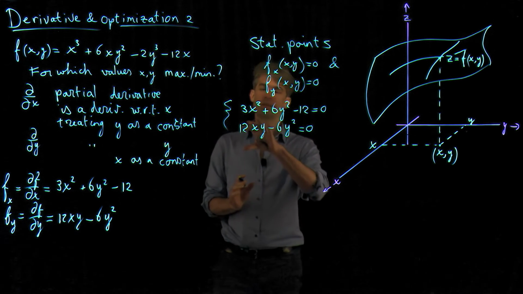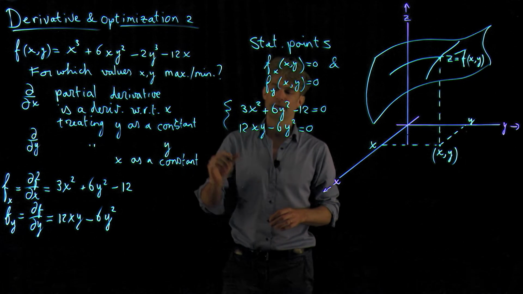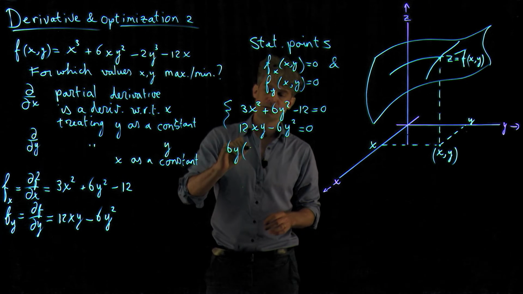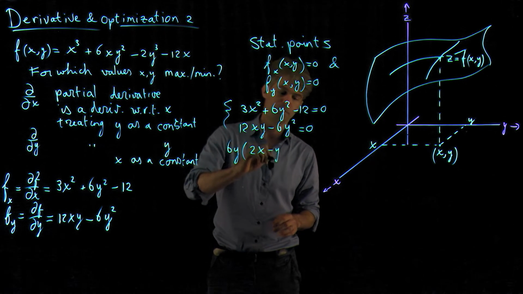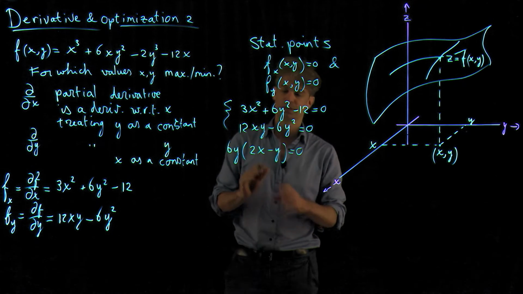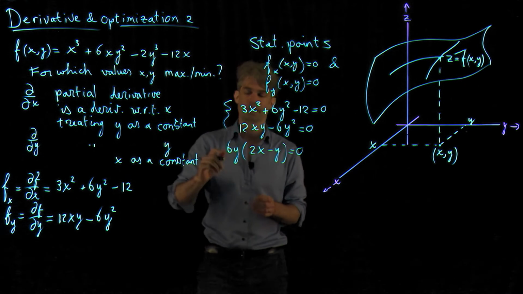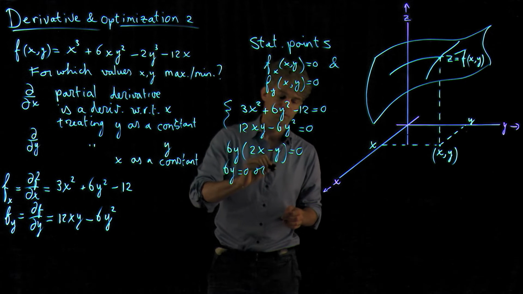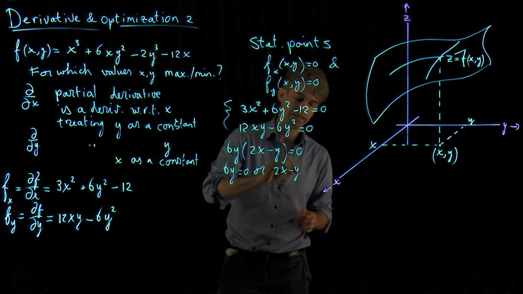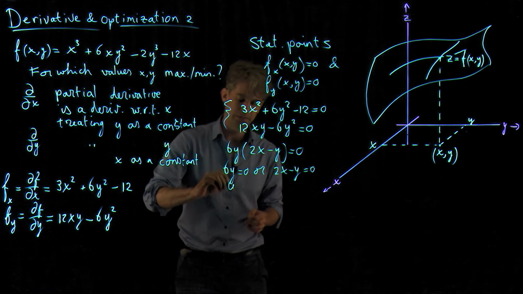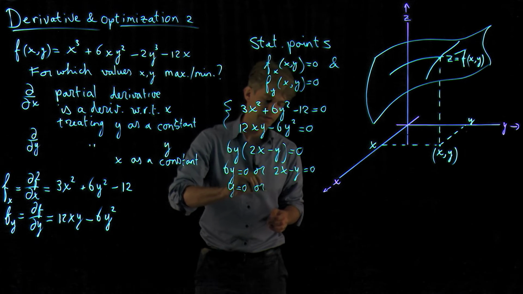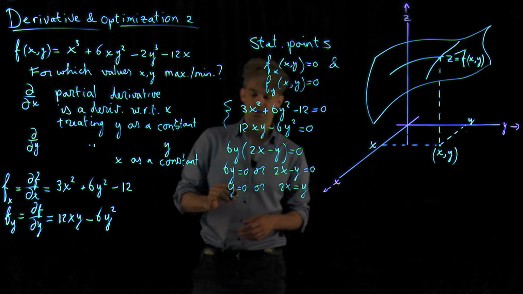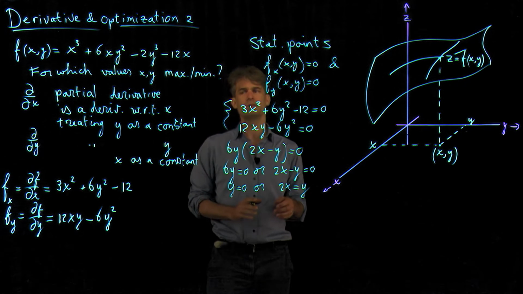We're going to start with equation number 2, and we're going to write it like this. It's 6y times (2x minus y) equals 0, so it decomposes nicely. And then you get 6y equals 0, or 2x minus y equals 0, which means y equals 0, or 2x equals y. Now, these are two cases which we consider separately for the rest.